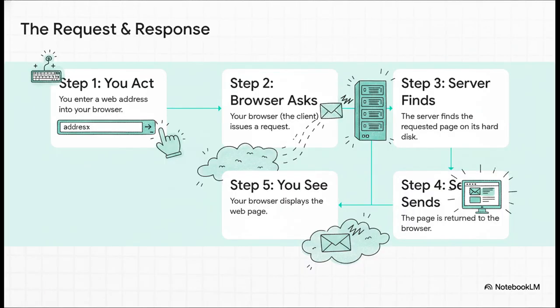So this whole dance has a name. It's called the request and response cycle, and you can see it laid out right here. It all starts with you, right? You type in an address. Then your browser, the client, sends out a request. That little request travels all across the internet to the right server. The server finds the page you wanted and sends it all the way back. And finally, your browser gets that response and puts the page up on your screen for you to see. Every single time you browse a new page, this exact cycle happens.